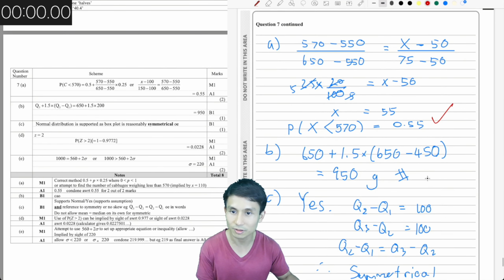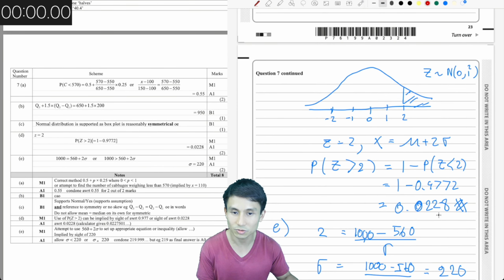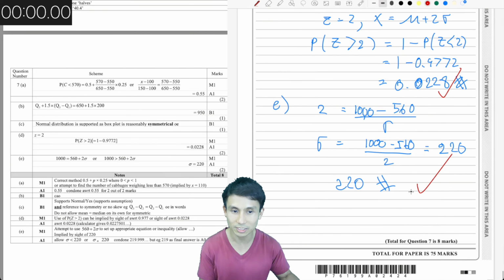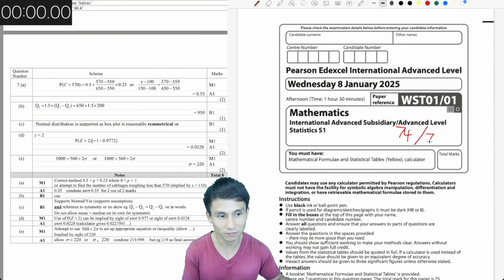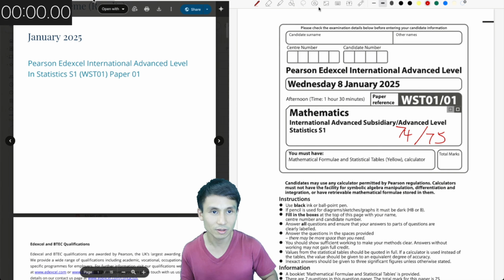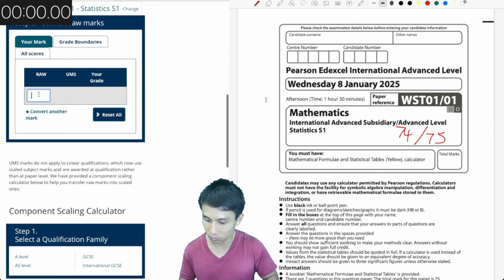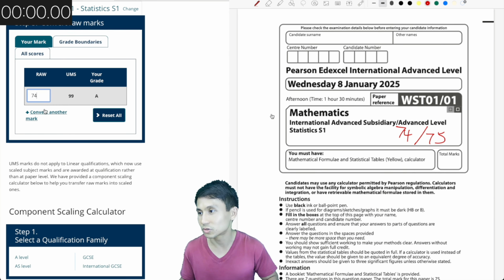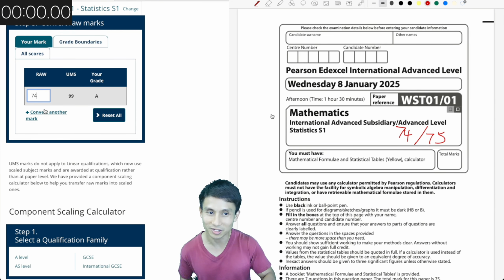The last one here. 0.55, yes. 950 grams, yes. 0.2. 0.228, yes. 220, yes. So I think I lost just 1 mark, guys. 74 out of 75. Let's see how well I did compared to the other people. Okay, so this is S1, 74. Oh, so you've got to get 75 to get 100%. That's crazy. So many people did well. Okay, that was fine, I guess.